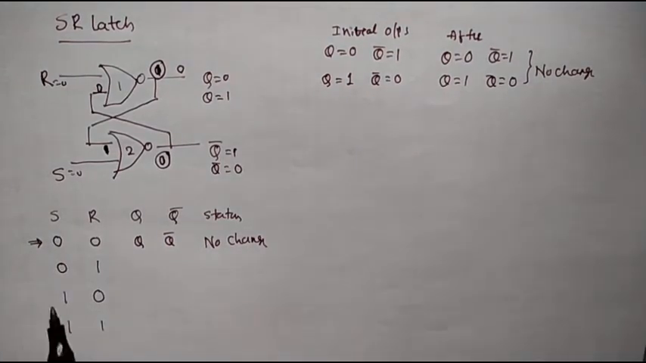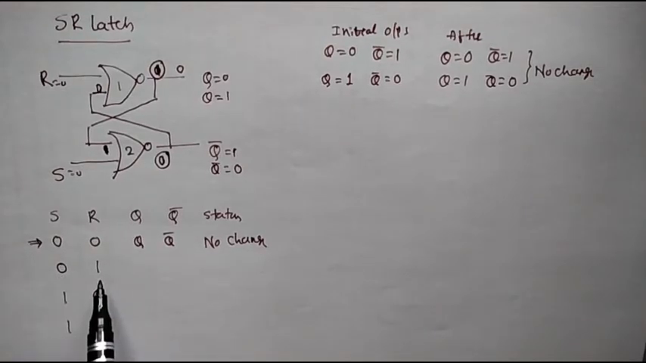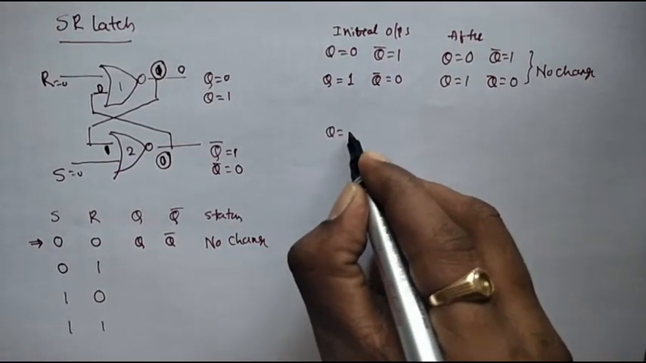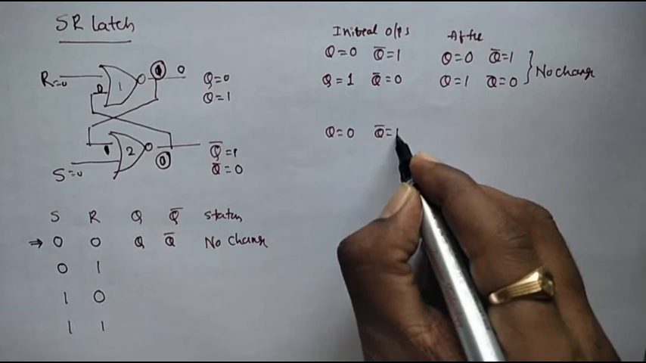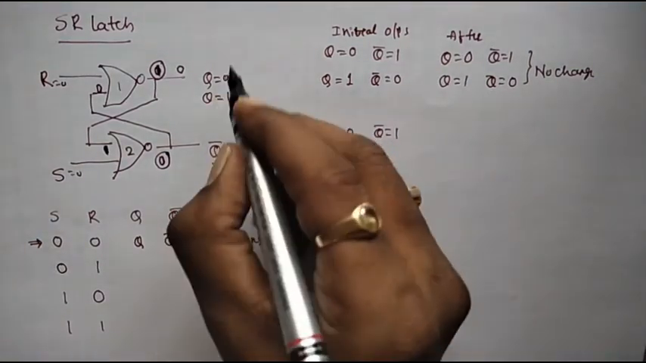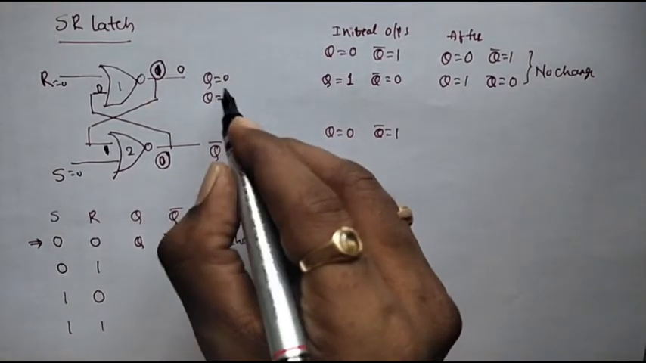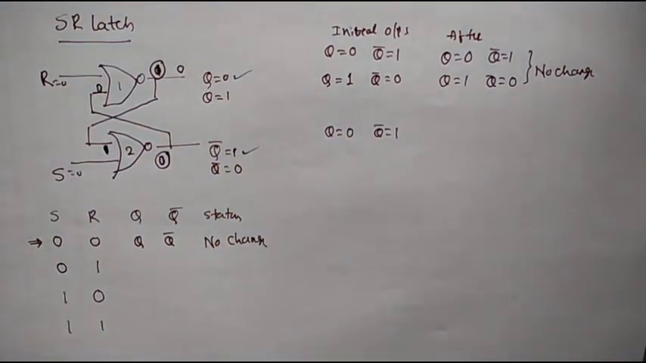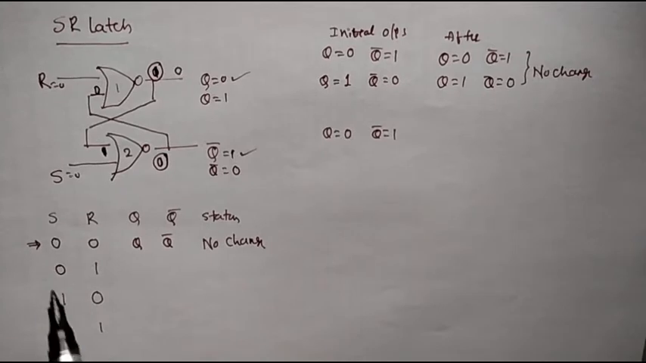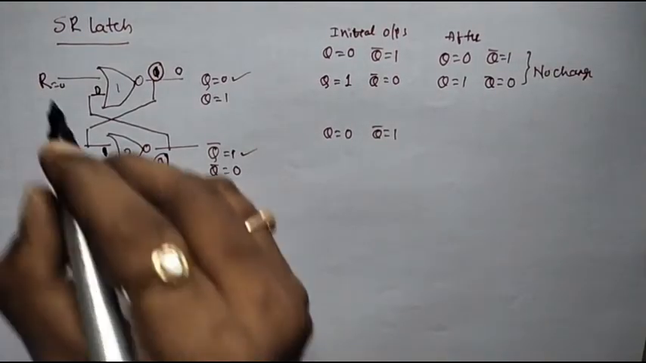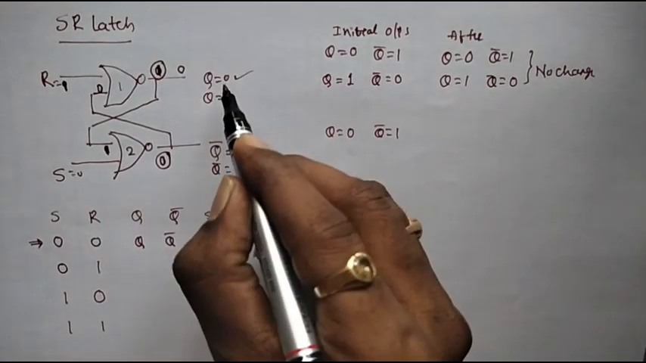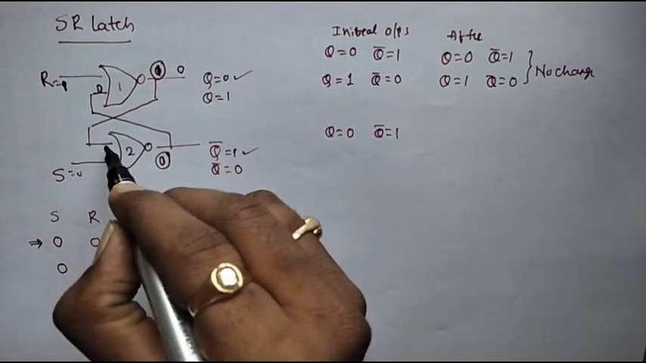Similarly, now we'll consider the second case where S equal to 0 and R is equal to 1. Let us assume again Q is equal to 0 and Q bar is equal to 1. Let us assume S equal to 0 and R equal to 1. So we are considering 0 now. 0 will appear here.